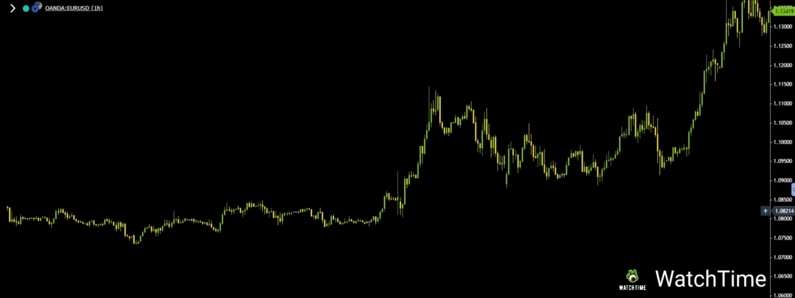Final takeaways on BOS and CHoCH. Always wait for a break of structure, BOS, or change of character, CHoCH, before entering a trade. Confirm with price action. Don't enter unless you see a clear shift in momentum. Trading early increases risk. Be patient and let the market confirm the setup.